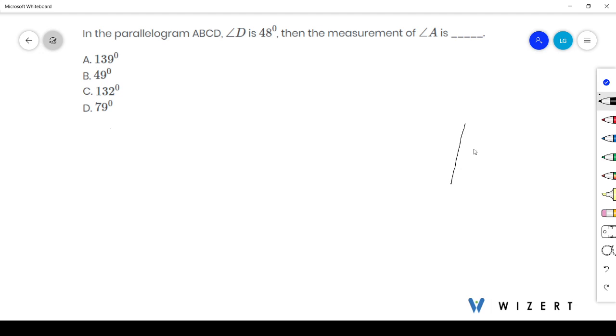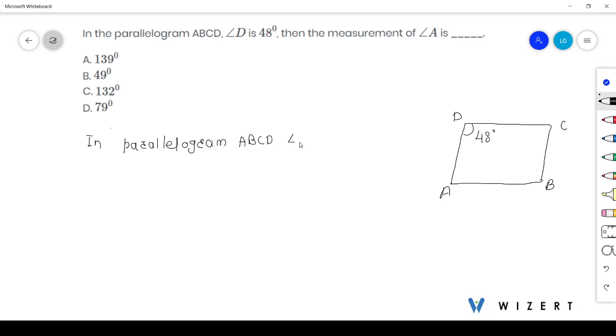Consider a parallelogram ABCD with angle D as 48 degree. In parallelogram ABCD, angle D is 48 degree, which is given.